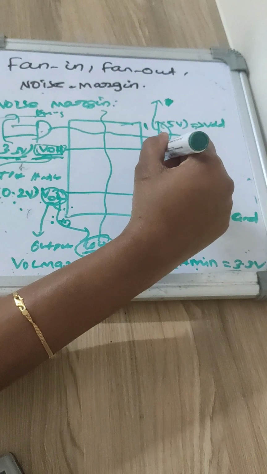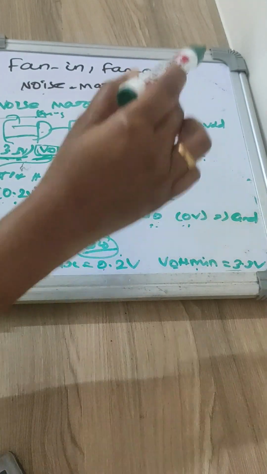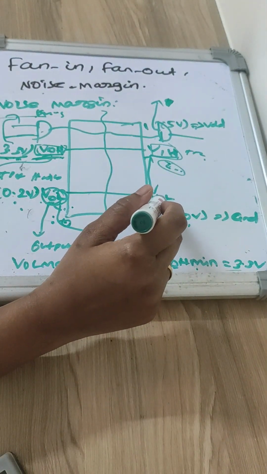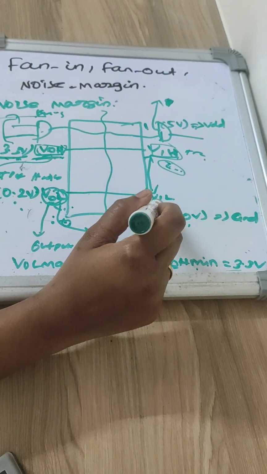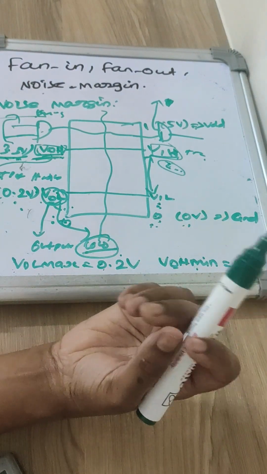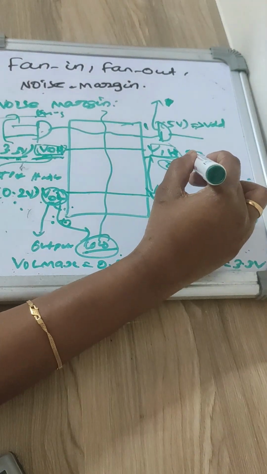Same as that, at the input side, I will be expecting this much up to 5 volt for my high. Similarly, VIL from 0, I will expect at my input to sense that as low. So here also it will be min and here it will be max.